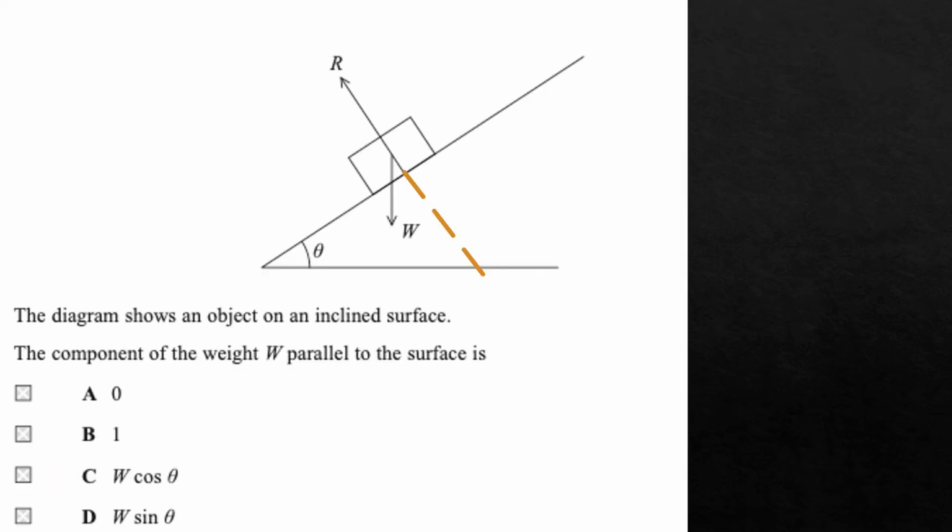Problem 6. The diagram shows an object on an inclined surface. The component of the weight W parallel to the surface is... We can find the angle between weight and the normal contact force R, theta, as shown in the picture. Now we can resolve the W in two directions: one parallel to the inclined surface and the other perpendicular to the surface. The question asks for the parallel component, which is W sine theta, and therefore the answer is D.